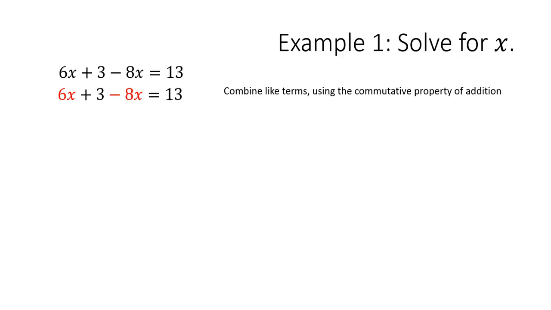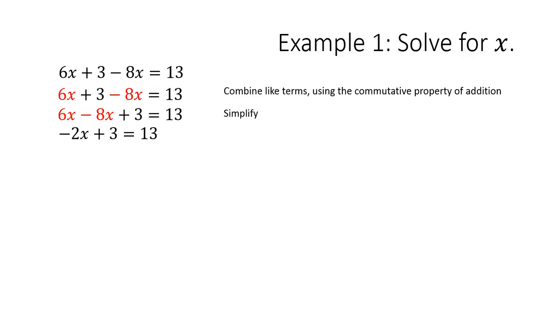And so using the commutative property, I'm just going to rearrange them since they're on the same side. I can do that. And so I'm going to put the negative 8x with the 6x, and then I just brought down the plus 3 and the 13. And then from here I'm going to simplify 6x minus the 8x, which is negative 2x, and then I brought down the 3 and the 13.